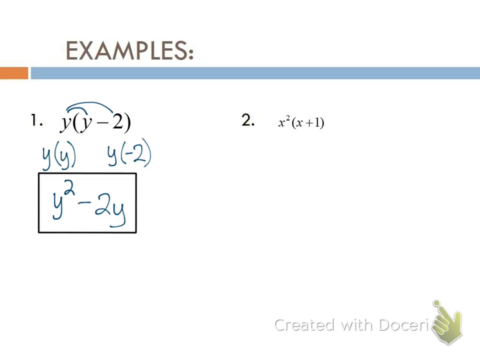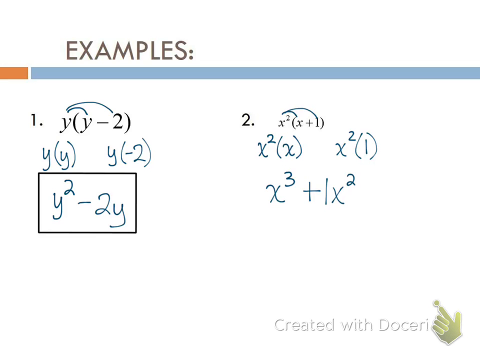On number 2, what am I distributing? The x squared. So I'm taking x squared times x, and I'm taking x squared times 1. X squared times x would be x cubed, x to the third, or x cubed. X squared times 1 is 1x squared. And is that 1x squared positive or negative? Positive, so I'll use a plus sign.